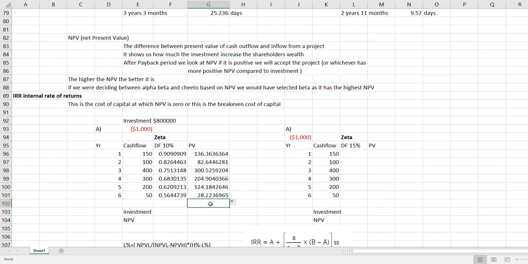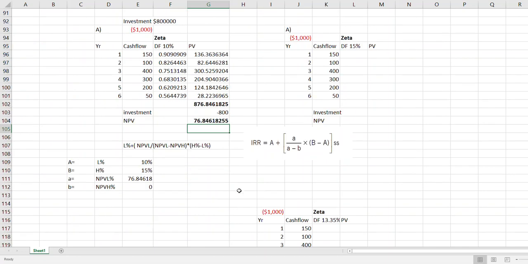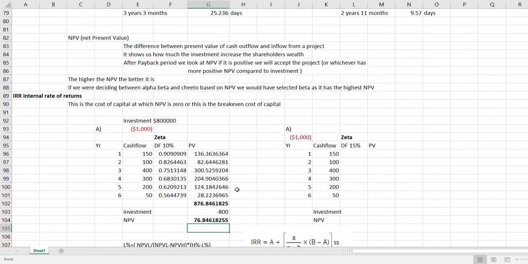So when I add it together, minusing the investment, it gives me NPV of 76. I want to know what is IRR, the percentage where NPV is going to be 0. So because 10% gives me positive figure, I will find a percentage that gives me negative figure. Because this is very closer to 0, I believe that 15% will give me negative.